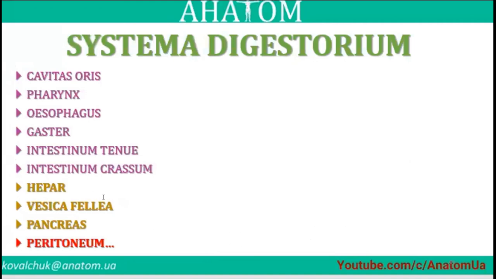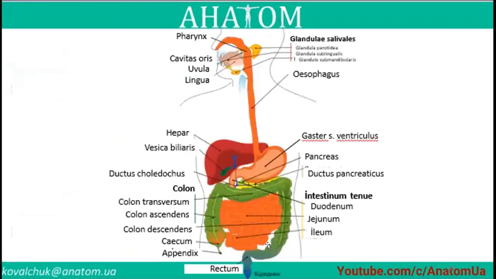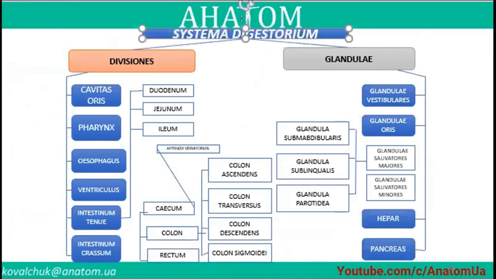Vesica fellea or gallbladder, vesica biliaris, is a special sac for bile. Pancreas is the second biggest gland in the organism. And the peritoneum, I repeat, is a serous membrane present in the abdominal cavity and connected with internal organs in the abdominal cavity with two layers, visceral and parietal.